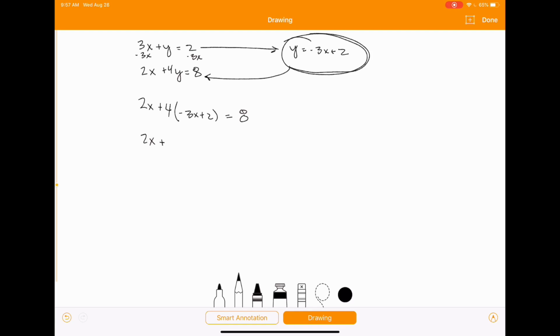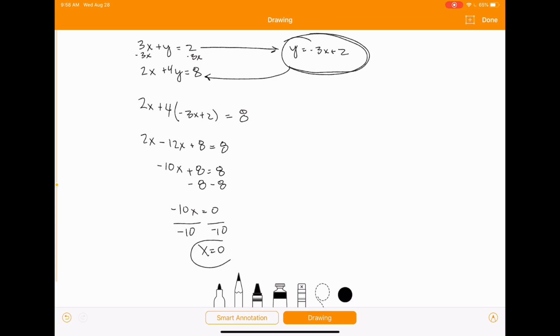So distribute the 4. We're going to get minus 12x plus 8 equals 8. And combine our like terms. So we're going to get negative 10x plus 8 equals 8. Subtract 8 from both sides, and you're going to get negative 10x equals 0. Divide by negative 10. You're going to get x equals 0.